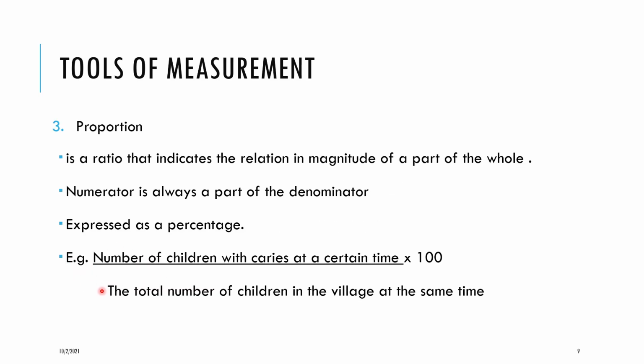Now, a proportion is also a type of ratio, but the main difference is that the numerator is always a part of the denominator. Always is very important here. And generally, proportions are expressed as percentages. An example of a proportion can be the number of children with caries.